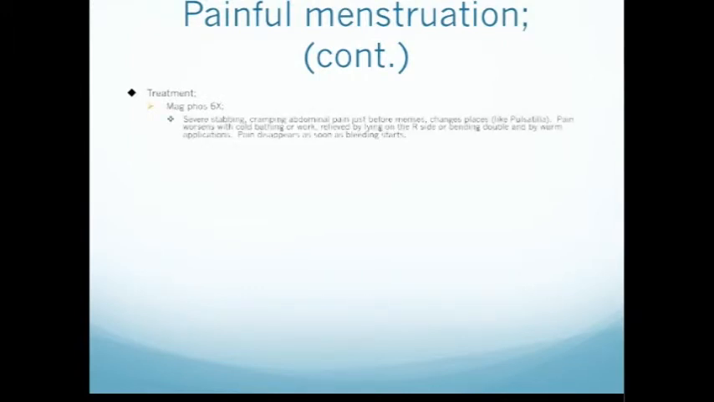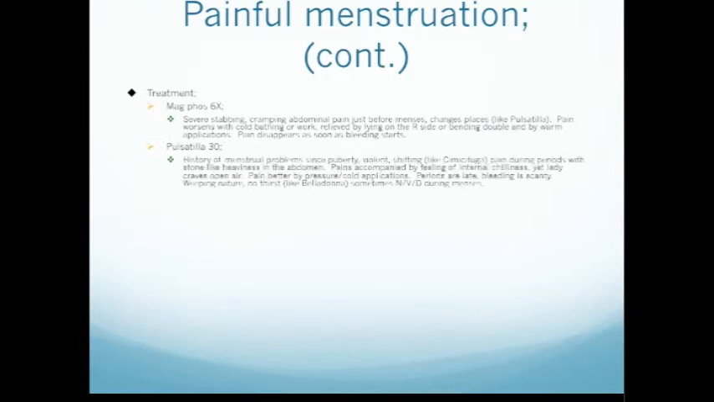Magphos 6X is used for severe stabbing, cramping abdominal pain that comes on just before menses. It changes places, like that treated with pulsatilla. The pain worsens after cold bathing or work. It's relieved by lying on the right side or bending double and by warm applications. The pain disappears as soon as the bleeding starts.